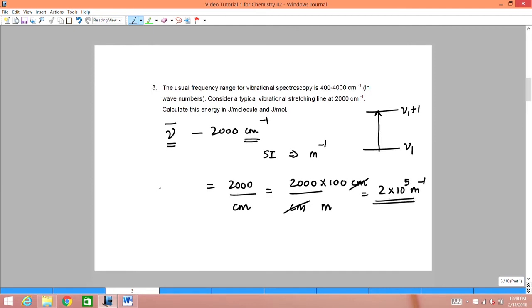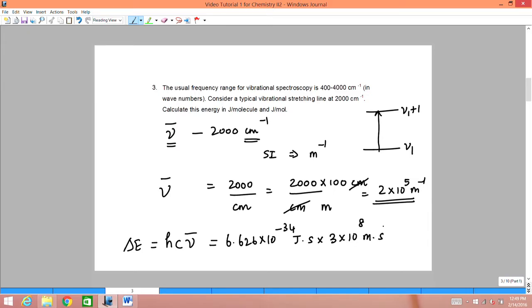So, this is the nu bar given to you, and you are asked to calculate the joules per molecule, and that is given as hc nu bar if everything else is expressed in the appropriate SI units. Therefore, you do the same thing, 6.626 times 10 to the minus 34 joule second times 3 into 10 to the 8 meters per second into 2 times 10 to the 5 per meter. So, you see that goes off with the meter, the second goes off with that, and what is left over is joules, and this is per molecule.